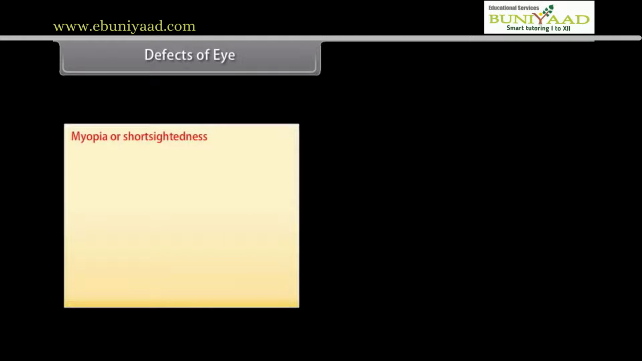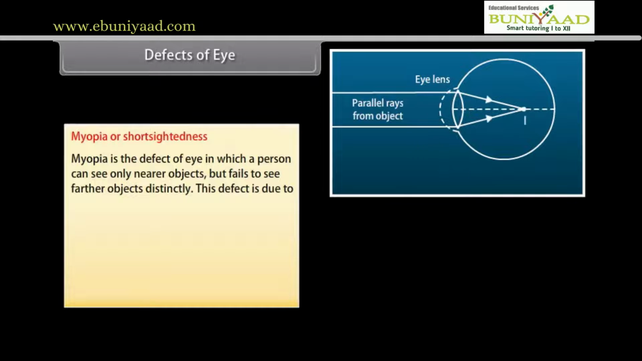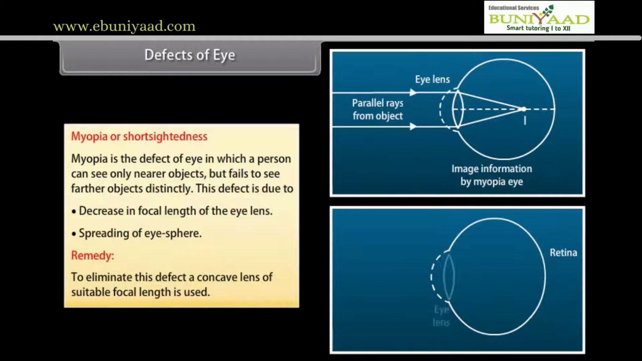Defects of the eye. Myopia or short-sightedness. Myopia is the defect of the eye in which a person can see only nearer objects but fails to see farther objects distinctly. This defect is due to: 1. Decrease in focal length of the eye lens. 2. Spreading of the eye sphere. Remedy: to eliminate this defect, a concave lens of suitable focal length is used.